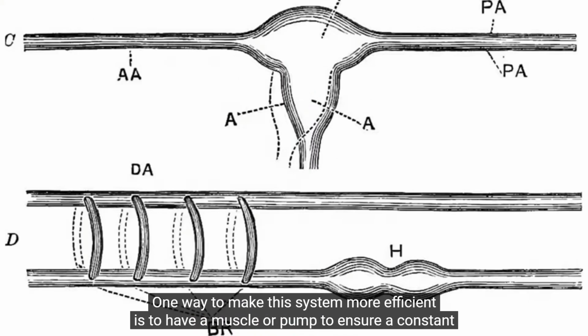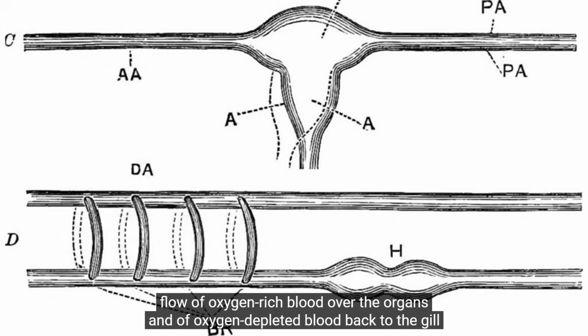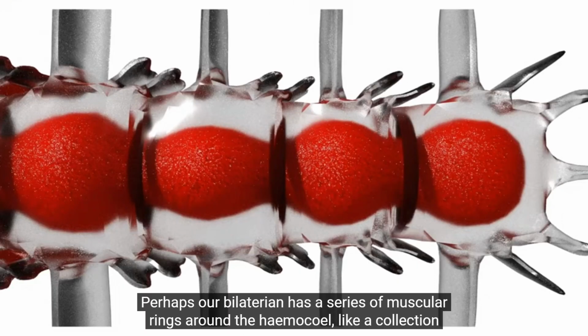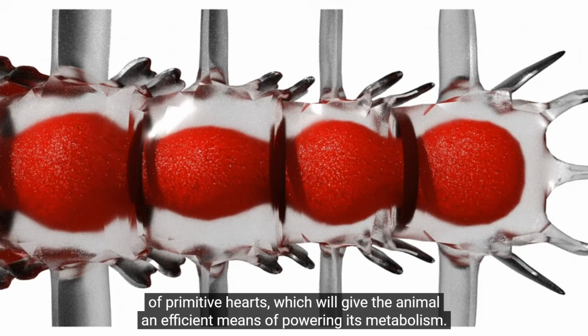One way to make the system more efficient is to have a muscle or pump to ensure a constant flow of oxygen-rich blood over the organs, and of oxygen-depleted blood back to the gill surface. Perhaps our bilaterian has a series of muscular rings around the hemocoel, like a collection of primitive hearts, which will give the animal an efficient means of powering its metabolism.